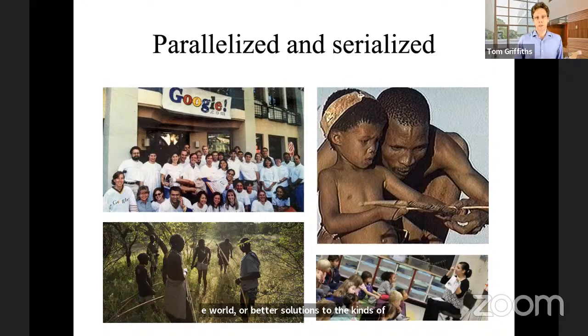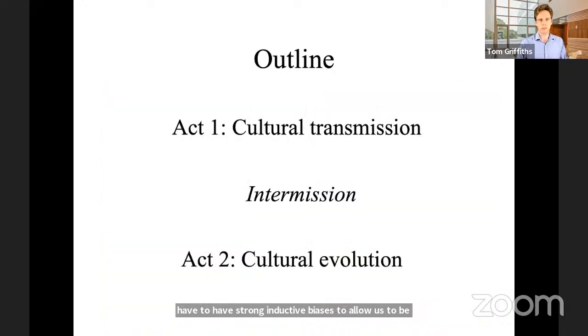And so what I'm going to talk about today is the question of, well, what are the algorithms that we're able to use in order to do this effectively, right? How is it that we're able to accumulate knowledge across successive generations, and a puzzling interaction that has with this other aspect of human cognition, the fact that we have to have strong inductive biases to allow us to be individually successful. So this is going to be a story in 2 acts.